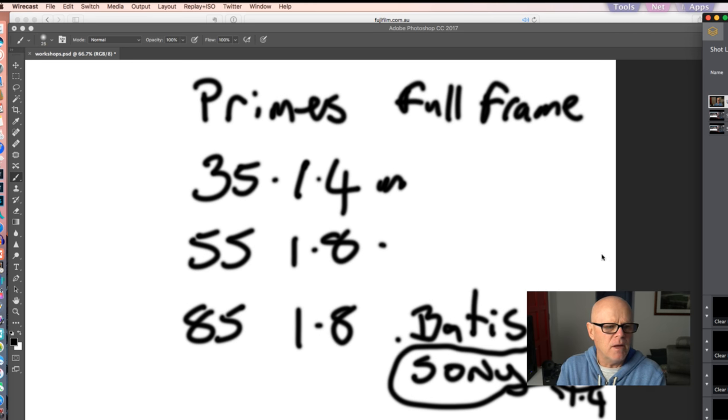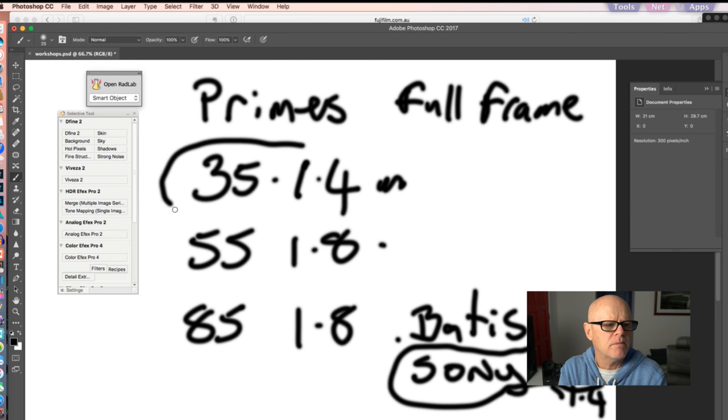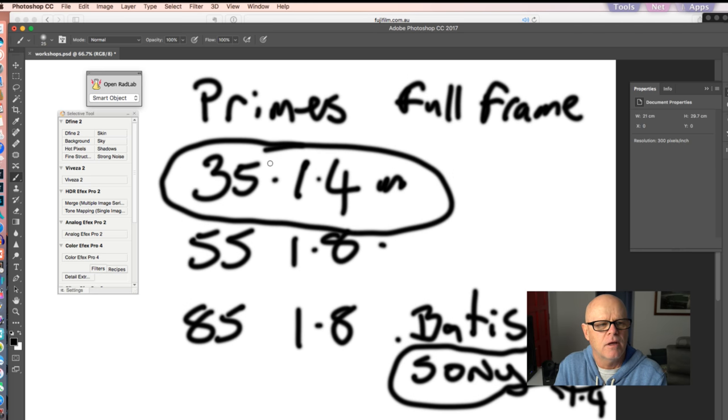The 35mm, this one here, is my favorite focal length. I love shooting 35 because it's basically what your eye sees. So when you're looking out now, like I am now, you're seeing that 35mm view with your eyes. It's a size that I'm comfortable with looking at, and I love that type of look about it. So I'll be using that for an awful lot of shots.